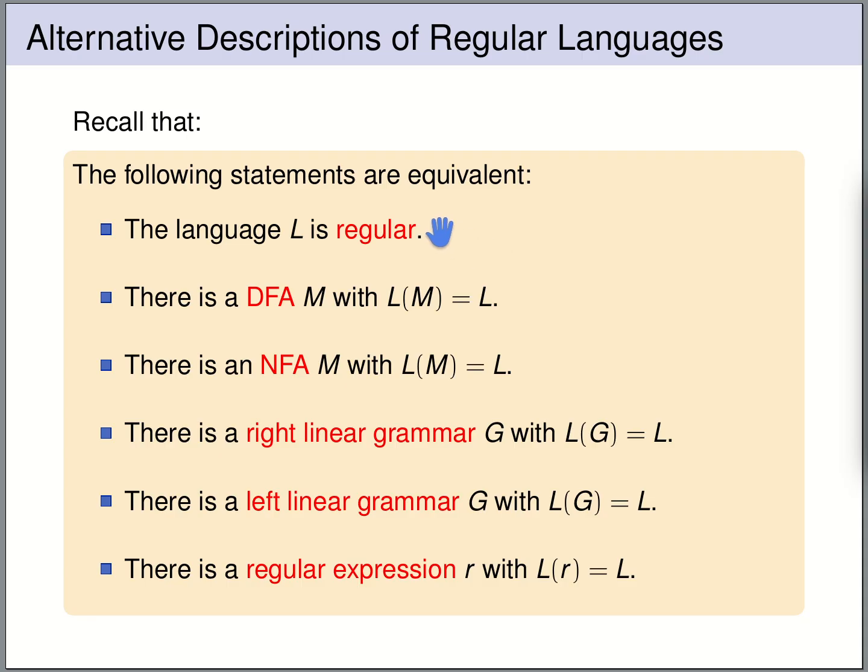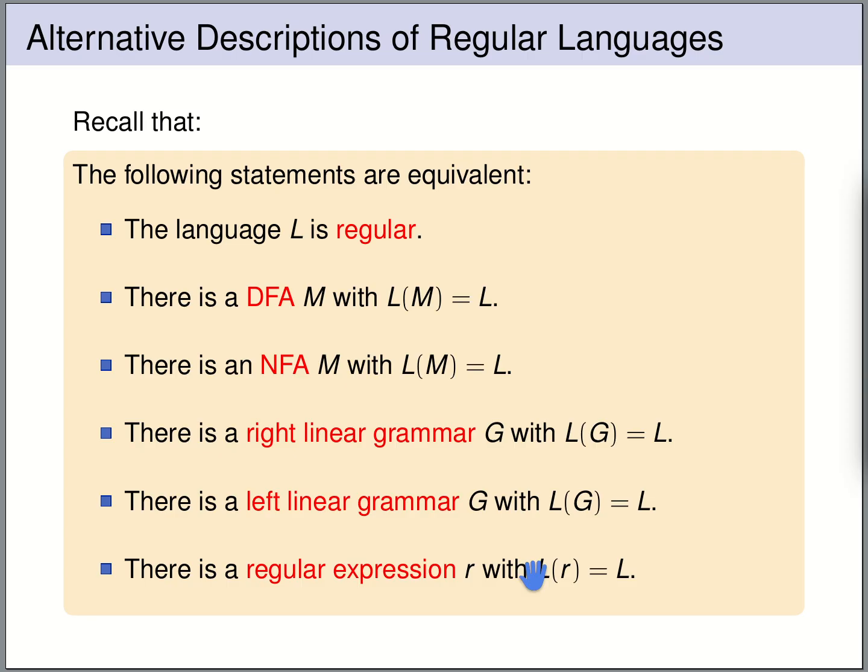Saying that the language is regular is equivalent to saying that it can be defined by a deterministic finite automaton, which again is equivalent to saying it can be defined by a non-deterministic finite automaton, by a right linear grammar, a left linear grammar, or a regular expression. All these statements are equivalent. They all give rise to the regular languages.